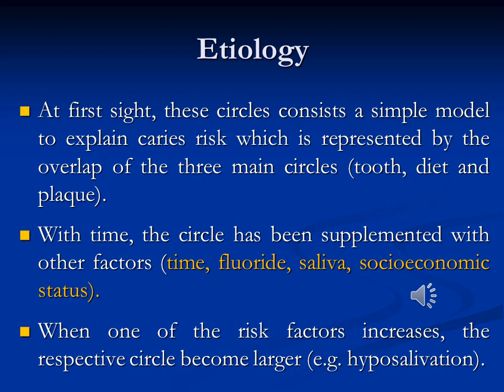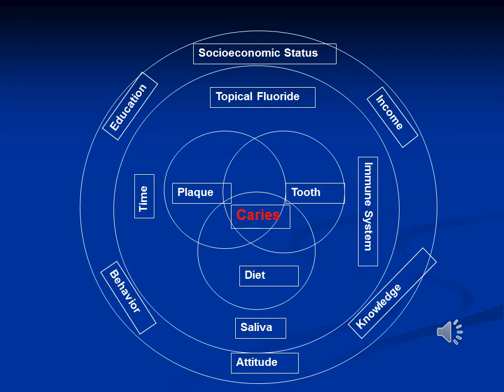For example, in the case of hyposalivation, saliva is a secondary factor in caries development. This is an example of how the circles increase. As you can see in the middle, we have the three main factors: plaque, tooth, and diet. Then time, topical fluoride, immune system, and every time we add another secondary factor, the circle enlarges.